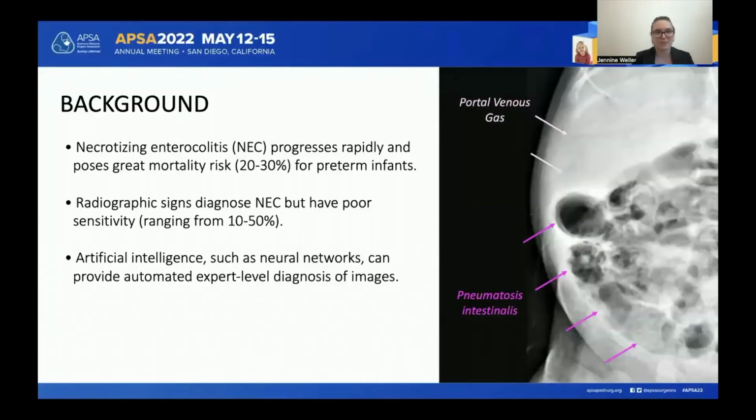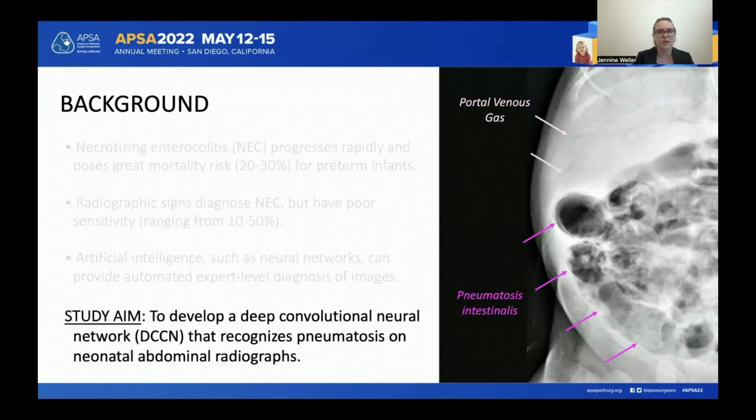So as background, NEC is a rapidly progressing disease of neonatal bowel that results in significant morbidity and mortality, especially for preterm infants. Classically, NEC is diagnosed by radiographic signs of bowel wall injury, such as pneumatosis and portal venous gas, as you see here, and pneumoperitoneum. But many babies with NEC never develop these findings, and providers often have uncertainty whether these signs are present on images.